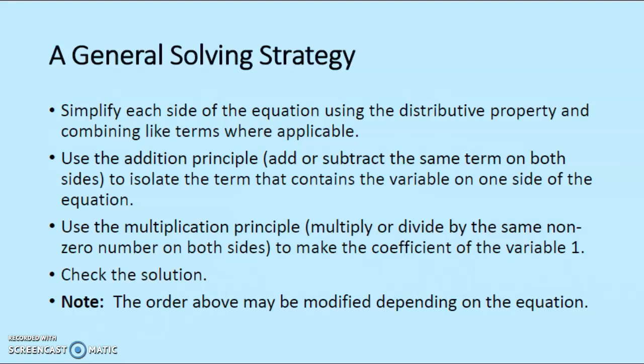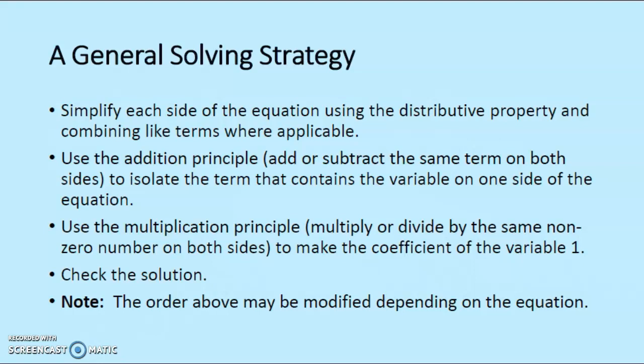All right, so let me give you a general strategy for solving linear equations, but do realize that these are just general strategies, and there are ways to play around with the order depending on what kind of equation you have. So the first thing you want to do is try to simplify each side of the equation using the distributive property and combining like terms wherever possible. Next, you'll use the addition principle, which means you're adding or subtracting the same term on both sides of the equation. You're doing that to try to isolate the term that contains the variable on one side of the equation.